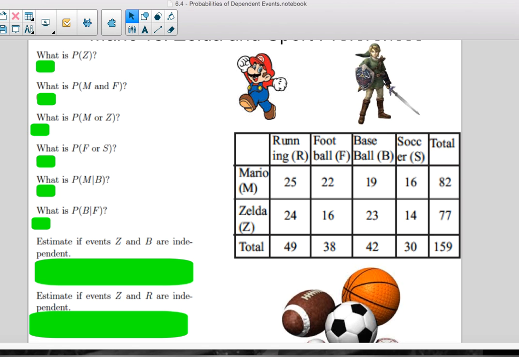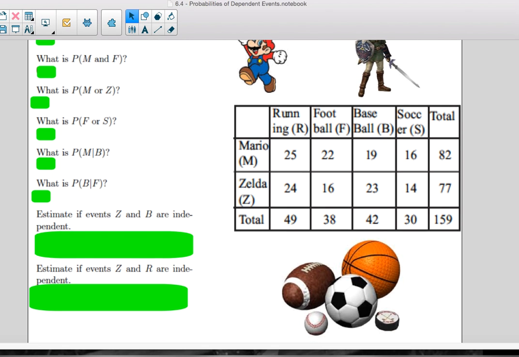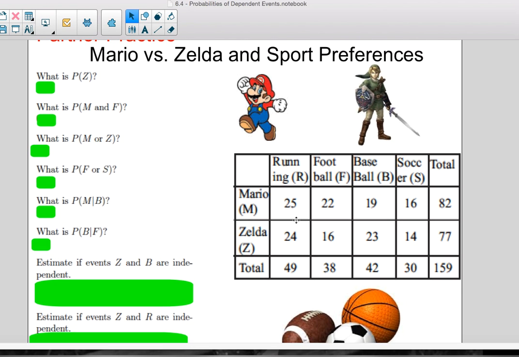All right, so here we go. We have the probability of Z, which is the probability that somebody likes Zelda. Well, there are 77 people who like Zelda if you add up all these columns. And this one's nice because it actually gives you the total, unlike the hurricane one that I gave you before. But basically, there are 77 people out of 159 people that like Zelda, right? So 77 over 159 is 48%. And that's all you need to do.